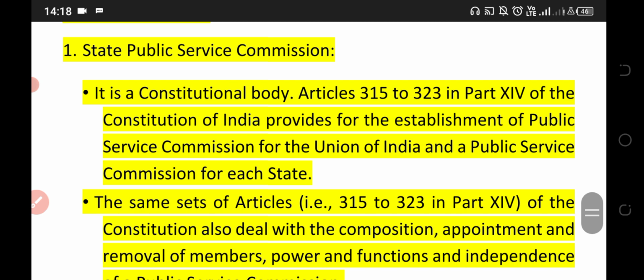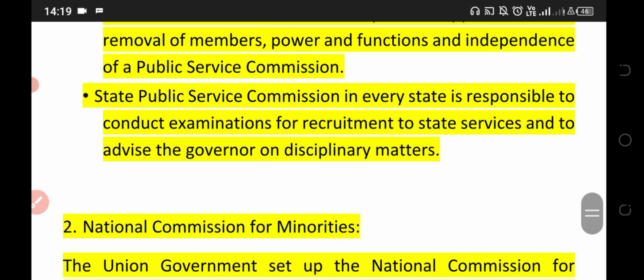State Public Service Commission is a constitutional body. Articles 315 to 323 in Part 14 of the Constitution of India provide for the establishment of the Public Service Commission for the Union of India and a Public Service Commission for each state. The same Articles 315 to 323 in Part 14 also deal with the composition, appointments, removal of the members, power, function, and independence of a Public Service Commission. The Public Service Commission in every state is responsible for conducting the examination for recruitment to the state services and advising the Governor on disciplinary matters.